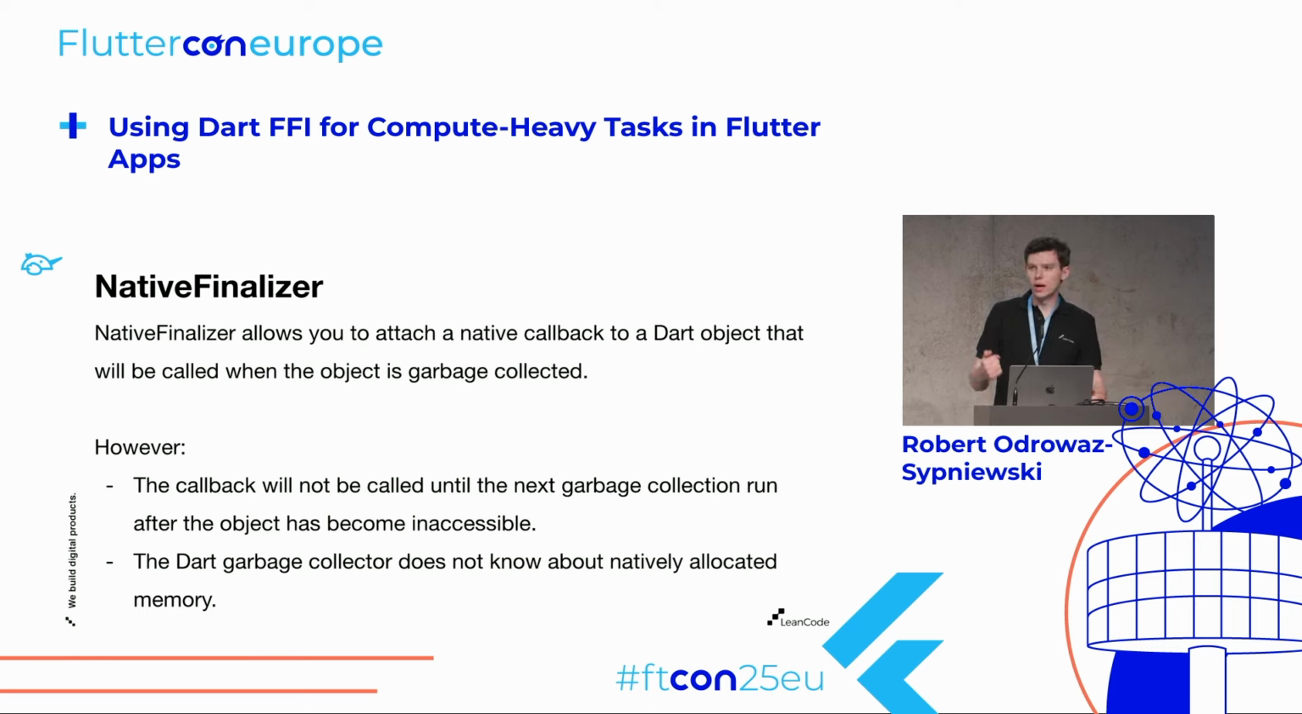The fact is that while the native finalizer is guaranteed to be called before the isolate is shut down, it's not guaranteed to be called in any specific time frame. So if we have some resources that should be cleaned up because they take a large amount of resources, we should still preferably dispose of them manually, especially since the Dart garbage collector is not aware of the memory that we have allocated natively. So it won't know that it would be worth running because we use a lot of native memory.